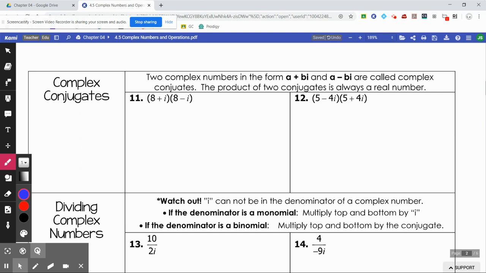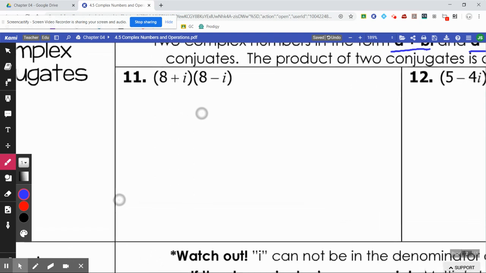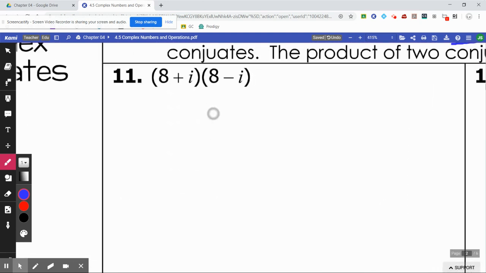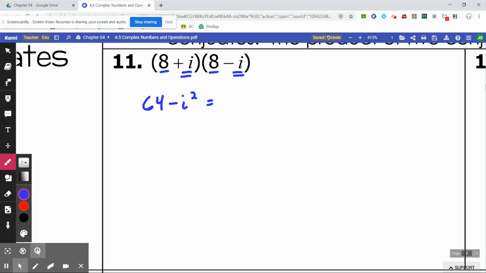Okay, in the next part, we're doing complex conjugates. Two complex numbers of the form a plus bi and a minus bi are called conjugates. The product of two complex conjugates will always be a real number. Now, a reminder to multiply conjugates: you don't have to go through the complete FOIL because the middle terms are going to cancel anyway. You can simply do 8 times 8 is 64, and then positive i times negative i would be negative i squared. So these are super easy to multiply together.